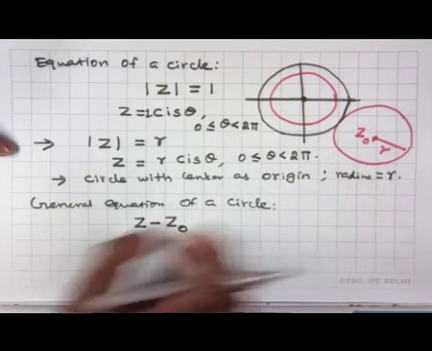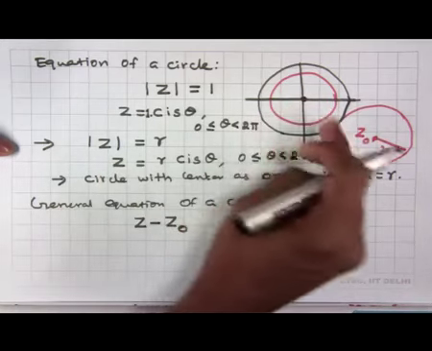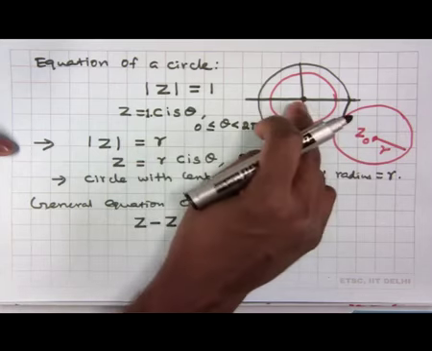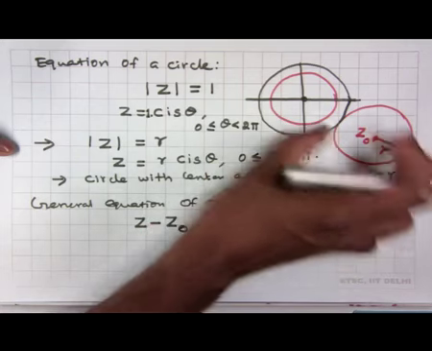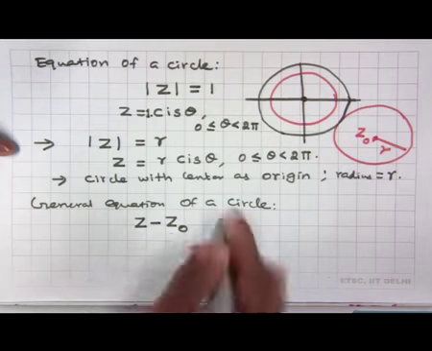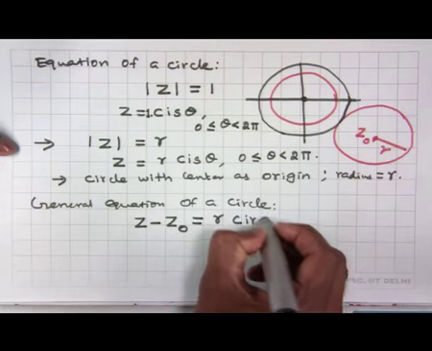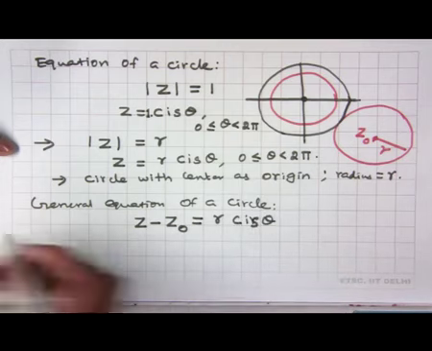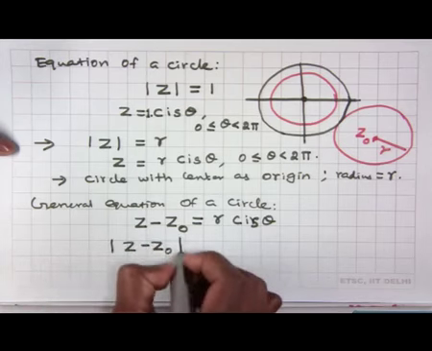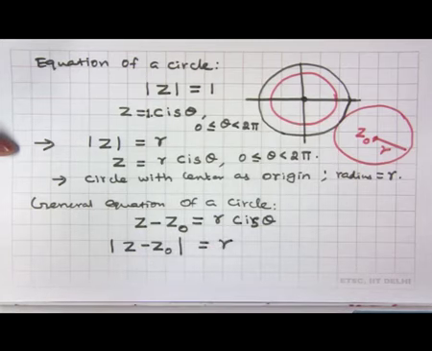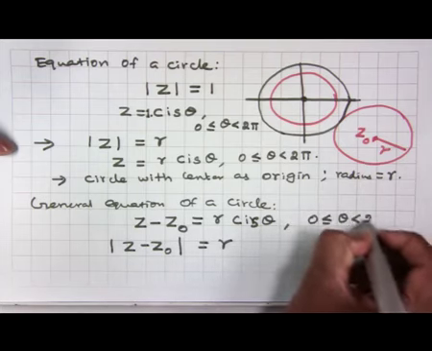Now, we have moved this circle to the origin, and as described, any circle with center as origin is given in this parameterization. Now I have shifted my circle to the origin by z naught. Now this circle is parameterized by r cis theta, which is the same as saying that modulus of z minus z naught is r. Here theta is from 0 to 2 pi.